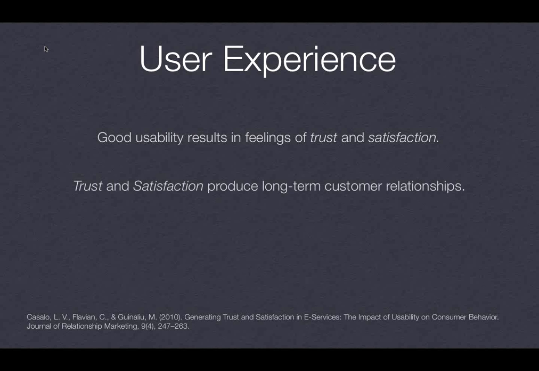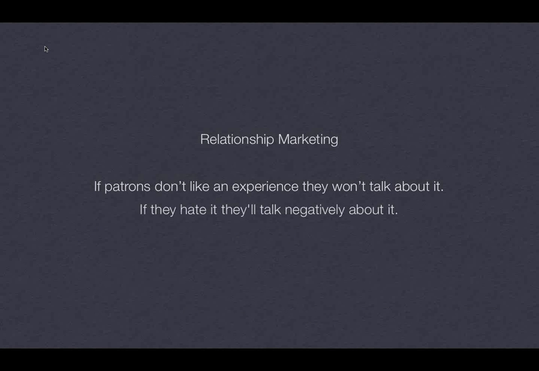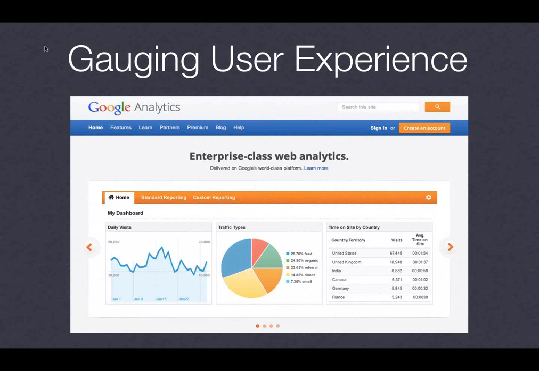Trust and satisfaction produce long-term customer relationships, and users who trust in a service and are satisfied will tell their friends. These last two points are known as relationship marketing. And I'd like to sum that up in layman's terms by saying if patrons don't like an experience, they won't talk about it. If they hate it, they'll talk negatively about it. And if they like it, they'll tell their friends. And I think these things are important to consider in a library environment.